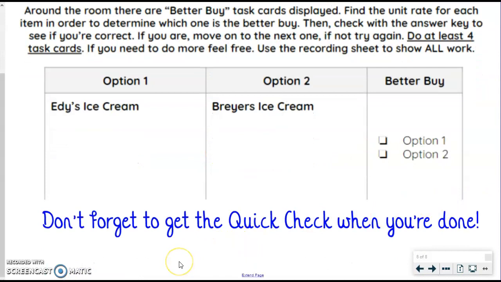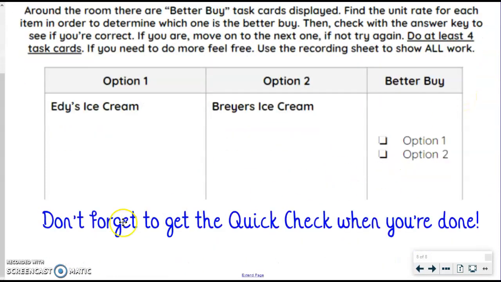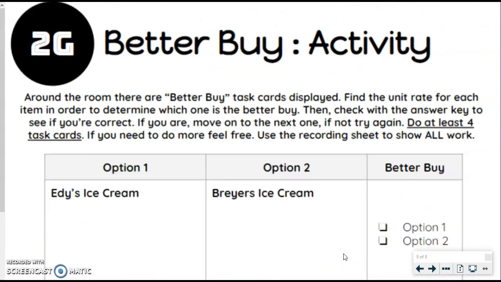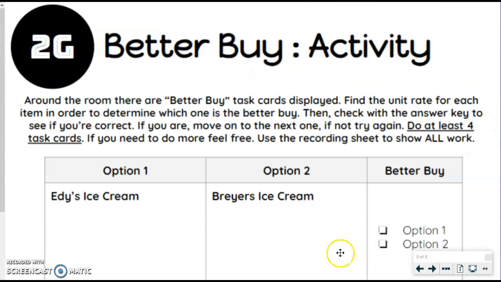And then the last thing you need to do before you move on to the assessment is please don't forget to get that quick check. That is the one quick check that you need to go get from the black hanging pockets, okay? So at least 4 of these you have to do, the quick check, and then you're ready to move on, okay?